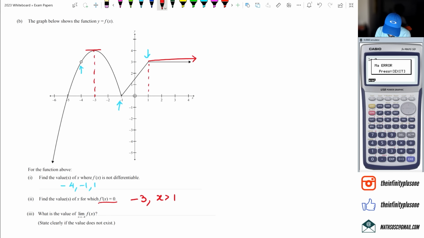The last one is what is the limit as x tends to -4, which is this one here. You can have a look here. Both parts of the graph are heading towards +3. So that is pretty much going to be our limit as x gets closer to -4. Cool. So that's pretty much it for this question.